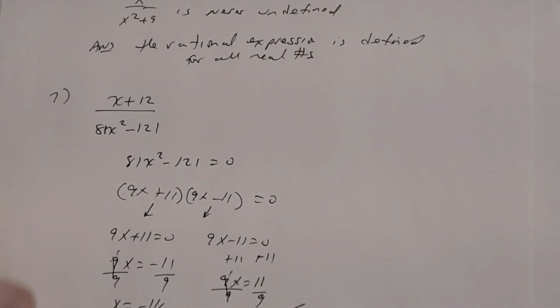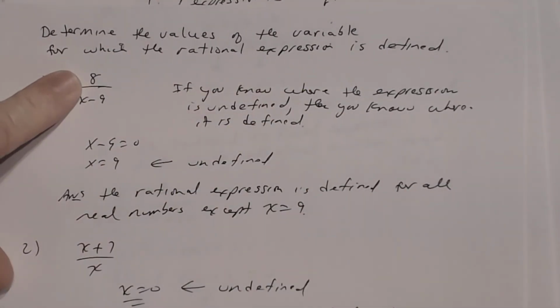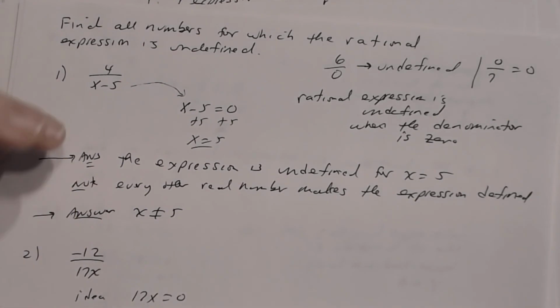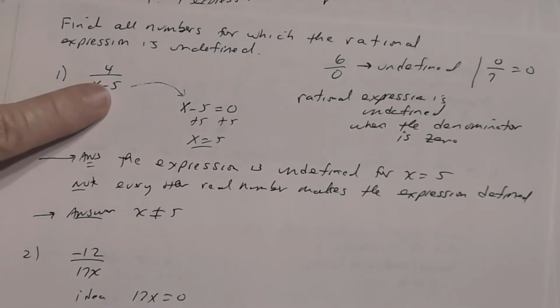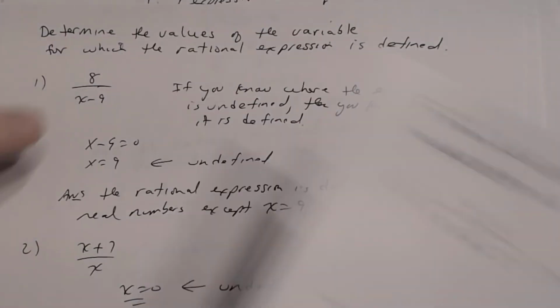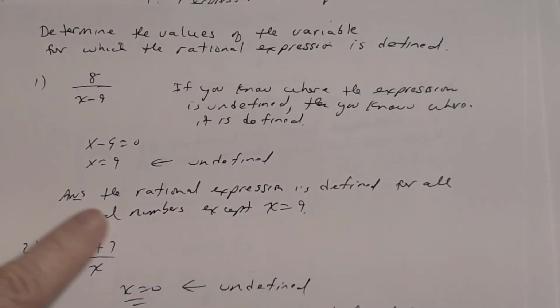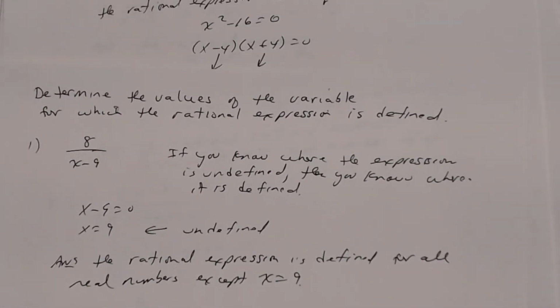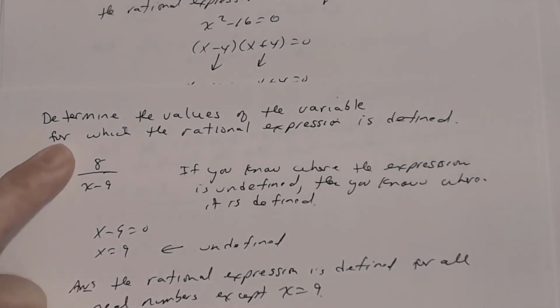The point of this lesson is just another way of asking the directions here. Notice though the answers are written differently. This is how you can write your answers. If it says defined, you're going to say the rational expression is defined for all real numbers except where it's undefined. All right, so that's going to take care of this lesson, where you had to determine the values of the variable for which the rational expression is defined.